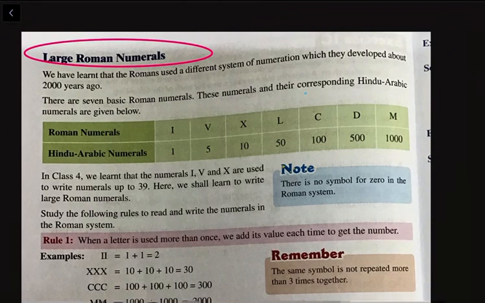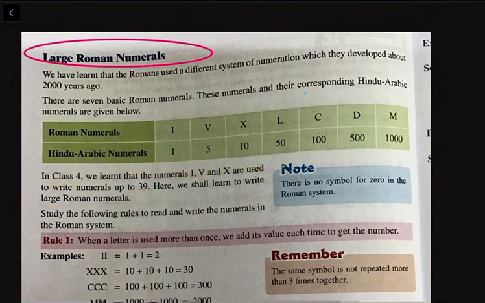In class 4, we learned that the numerals I, V, and X are used to write numerals up to 39. We shall learn to write large Roman numerals. How will we write Roman numerals?